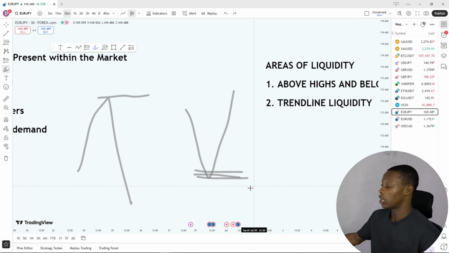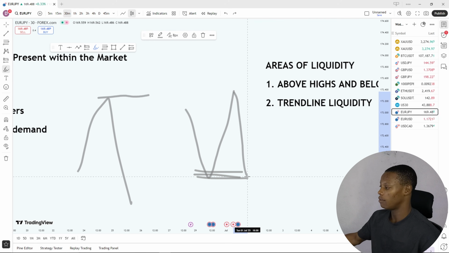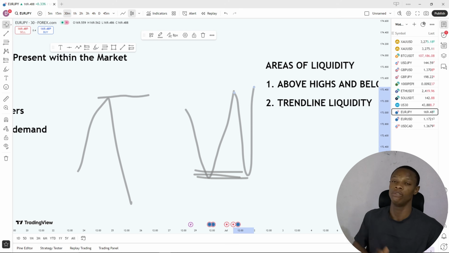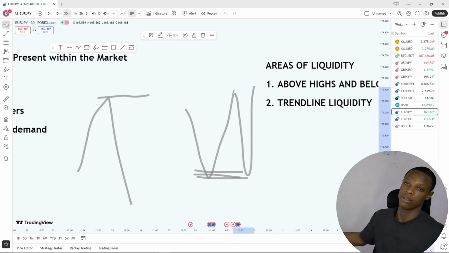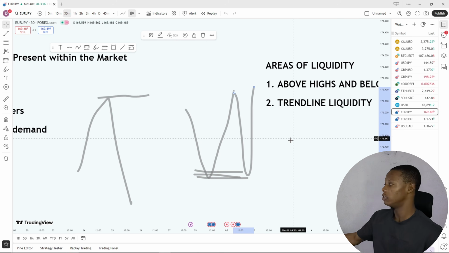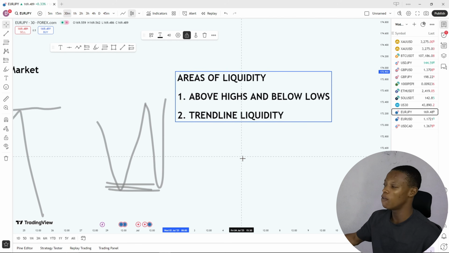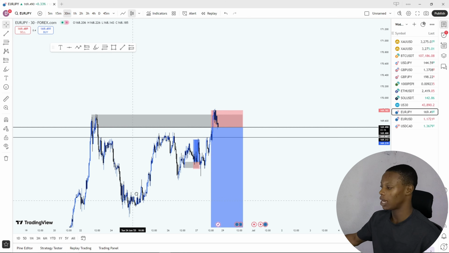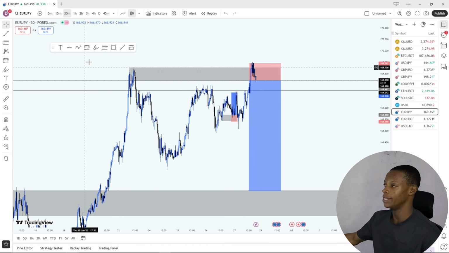Now, if they're able to execute it without taking out that low, getting to that very point and starting to buy, it means there's already liquidity present in the market. That's why they're able to execute it when the price was there. So now that's the first area of liquidity. Above every high, every single high you see, there's liquidity. No matter where the low is, no matter where the high is.